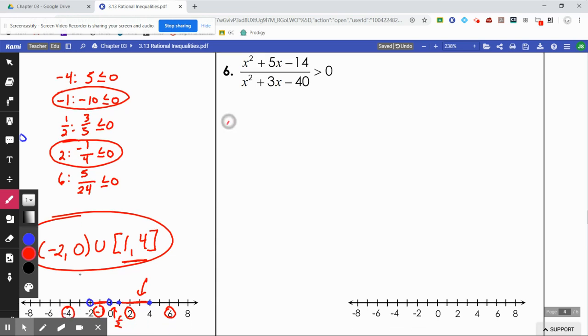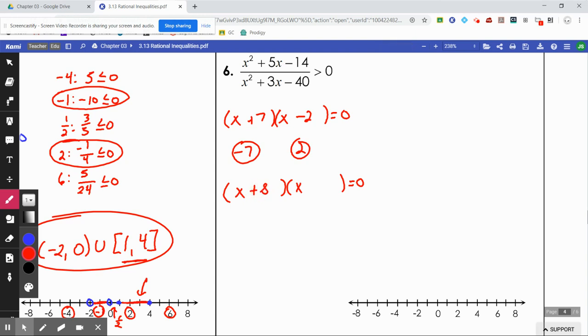Number 6, set the top equal to 0, and let's find our x-intercepts. I'm going to go ahead and factor that as I write it down to save ourselves a step. x and x, positive 7 and a negative 2. So that gives you x-intercepts at negative 7 and at positive 2. Set the bottom equal to 0, and that will tell you your holes or vertical asymptotes. x and x, a positive 8 and a negative 5. I believe that's right. So you will have a vertical asymptote at negative 8 and at positive 5.